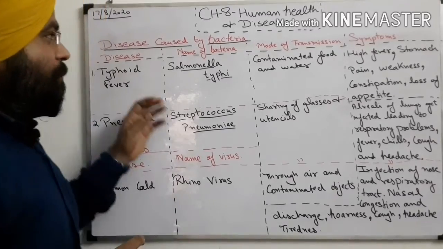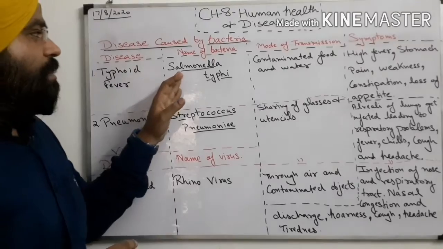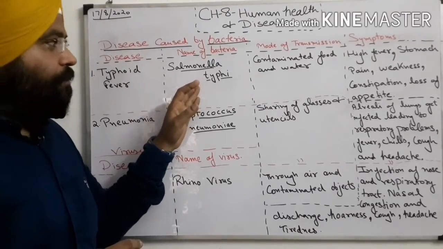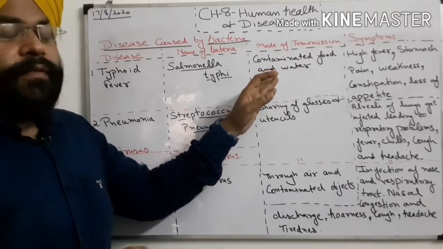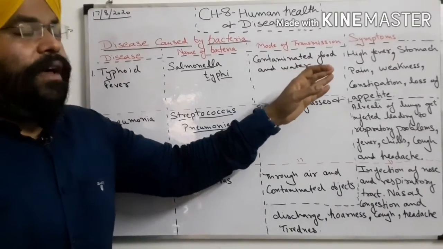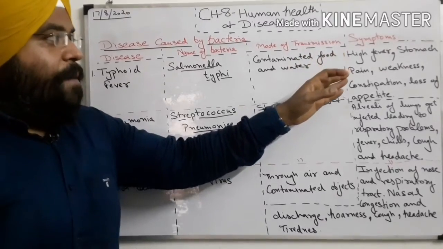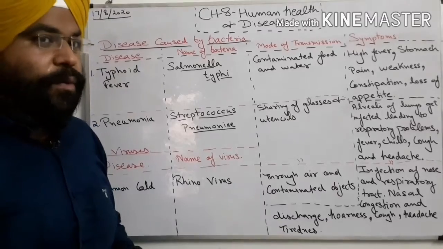Let's start then. The first case is typhoid fever, caused by Salmonella typhi. It could be transmitted with the help of food and water. The symptoms are high fever, stomach pain, weakness, constipation, and loss of appetite, you don't feel like eating.